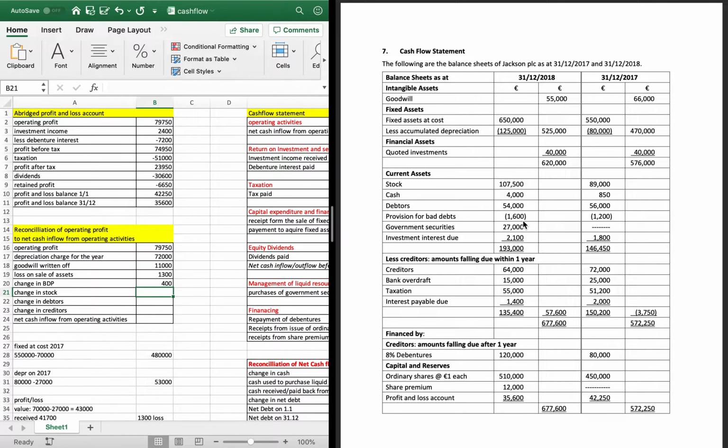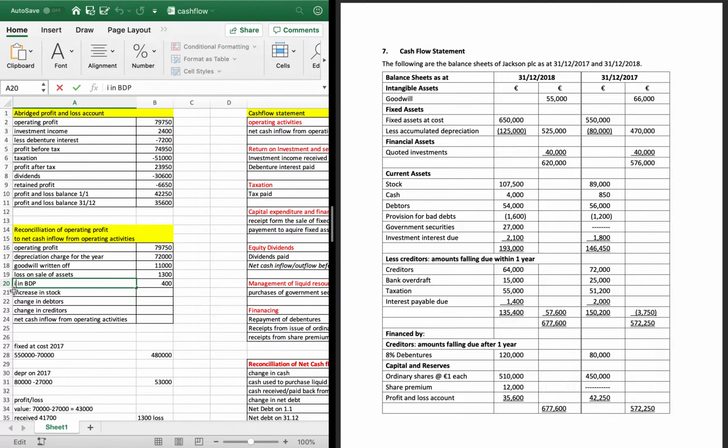Now, the reason we do that, it's to do with opening stock and closing stock, credit sales, and credit purchases. So our change in stock, if our closing stock was 89,000 last year and our closing stock is 107,500 this year, our stock has increased by 18,500. So it's an increase in stock. Anytime I've got written change, it's either increase or decrease.